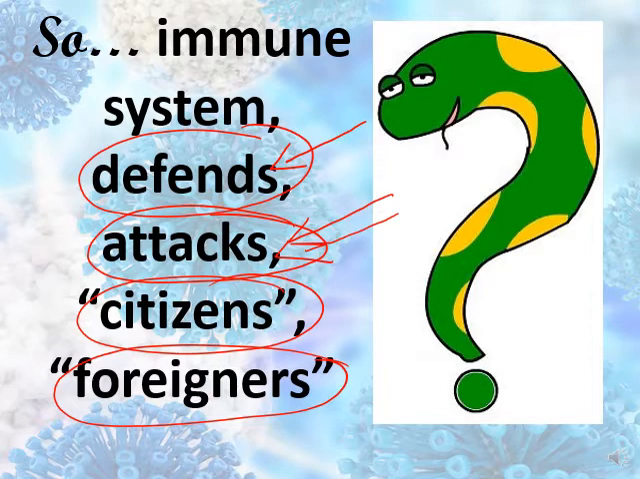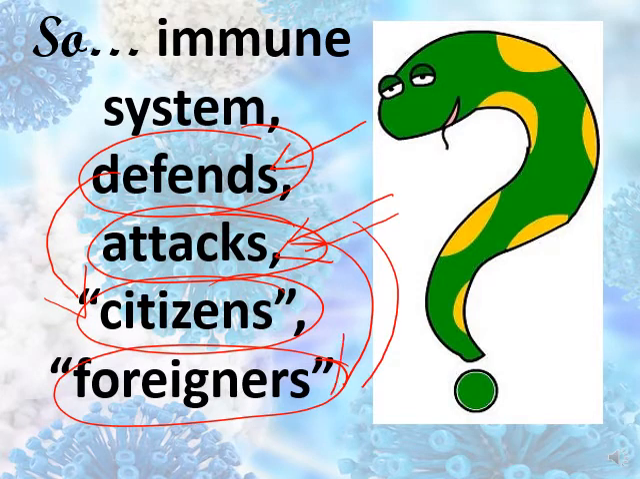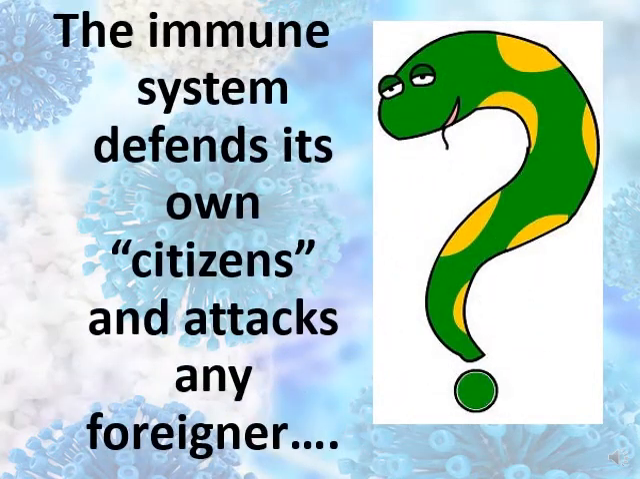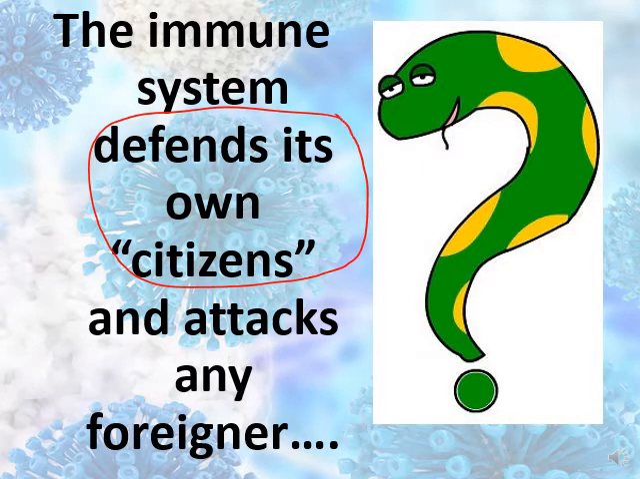Sure, the immune system will defend my citizens, my organs, my tissues. So defend is for the citizens, and it will attack the foreigners. The foreigners will be attacked by the immune system. The immune system will attack any non-self. So as a conclusion, the immune system defends its own citizens while it attacks any foreigners.